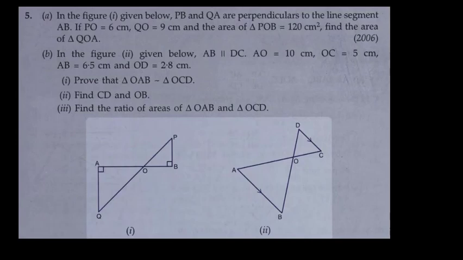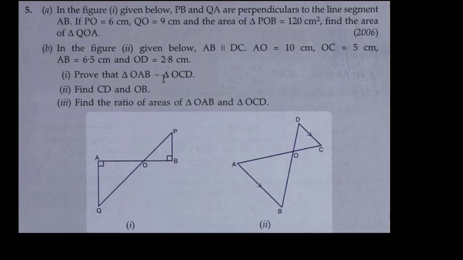PO is 6 centimeter. QA is 9 centimeter. Area of triangle POB is 120, and I have to find area of triangle QOA. So QOA, this area we have to find out. Okay, so how we proceed?